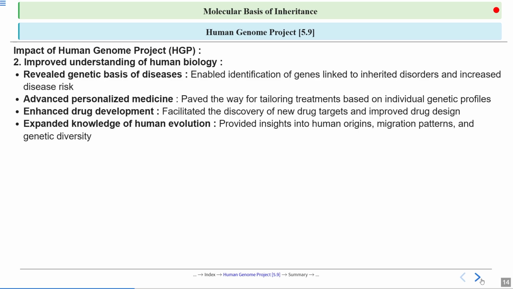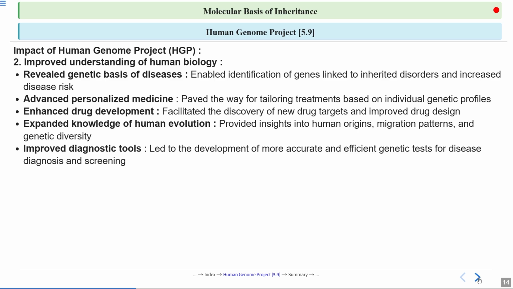Then expanded knowledge of human evolution, providing insight into human origin, migration patterns and genetic diversity. So by this project, we can expand our knowledge of human evolution, like what the human origin was, what the migration patterns were, and genetic diversity. Then improved diagnostic tools, which led to the development of more accurate and efficient genetic tests for disease diagnosis and screening.